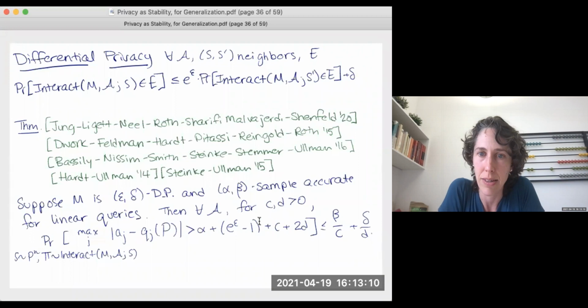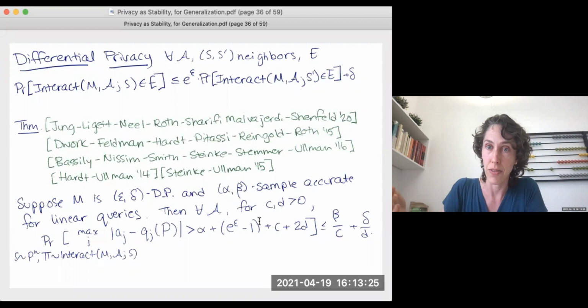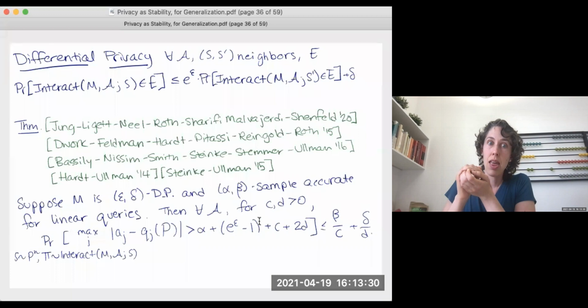It says, if you have a mechanism that's epsilon-delta differentially private (I'm going to use DP for differentially private), and your mechanism is also alpha-beta sample accurate, again meaning with high probability the answers it gives are not too far off from the answers on the sample for linear queries, then magically, that mechanism gives you a guarantee of distribution accuracy.